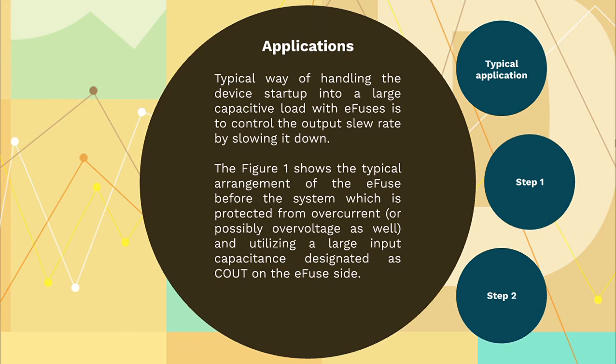Application. A typical way of handling the device startup into a large capacitive load with eFuse is to control the output slew rate by slowing it down. Figure 1 shows the typical arrangement of the eFuse before the system, which is protected from overcurrent and utilizing a large input capacitance designated as Cout on the eFuse side.